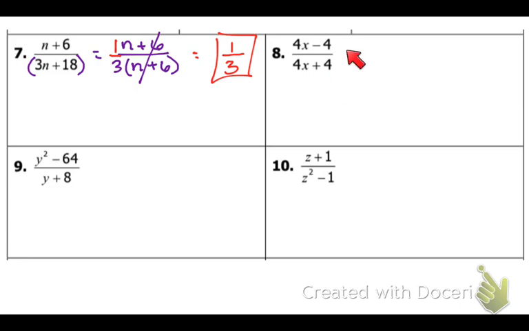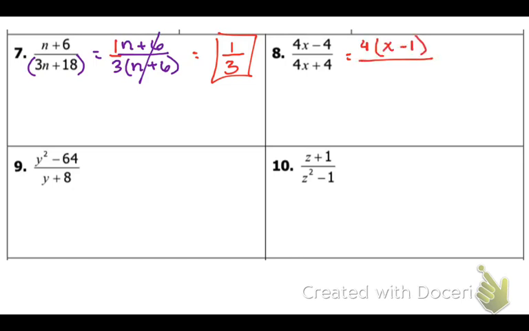Now don't make a mistake over here on number 8, because that's a plus, that's a minus. So there, you can't cancel these out. However, we can try and see if we can factor something out. So if I look up here, again, I have a binomial, okay? So I'm going to go ahead and factor out a 4. I'm left with x minus 1.